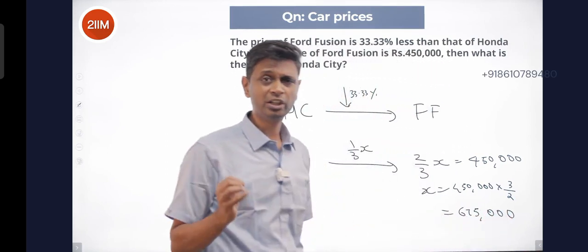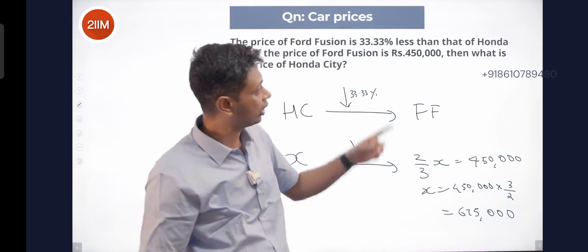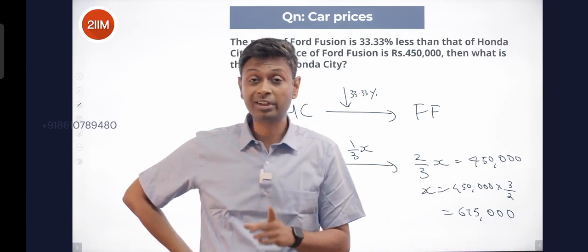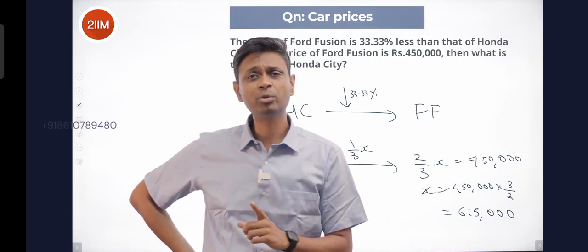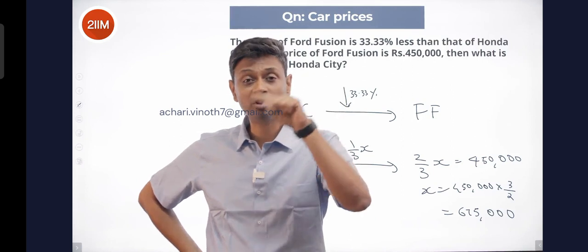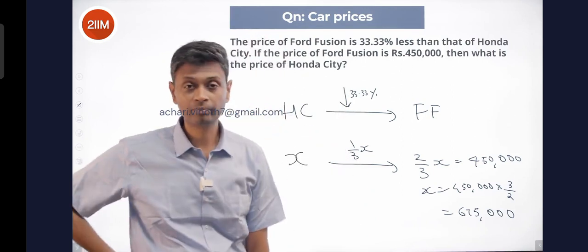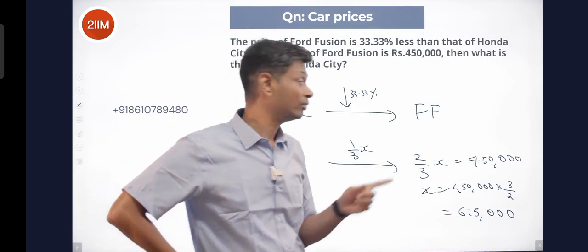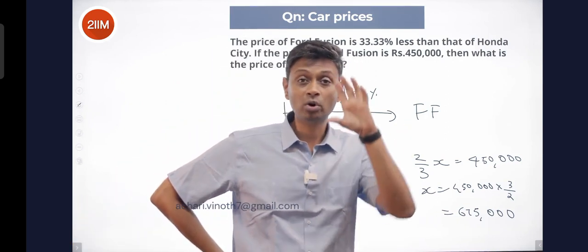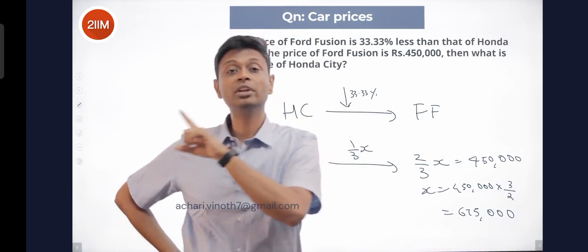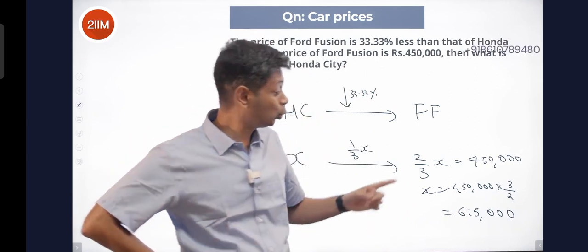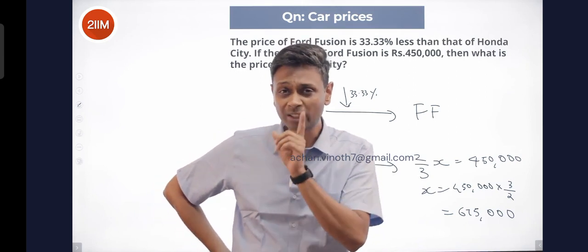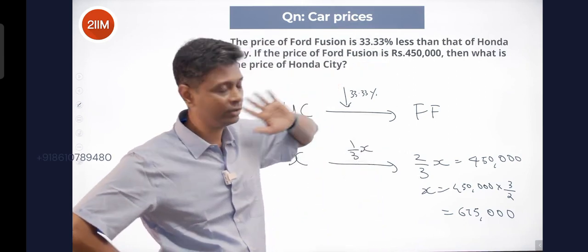The temptation here is to find 1/3 of 450,000. The price of Ford Fusion is 33.33% less than that of Honda City. 33.33% of what? 33.33% of Honda City's price. From Honda City's price, you take 1/3 of that off, and we get Ford Fusion's price. That means 2/3 of this is 450,000, and you can find the missing number. Do not automatically compute 1/3 of 450.